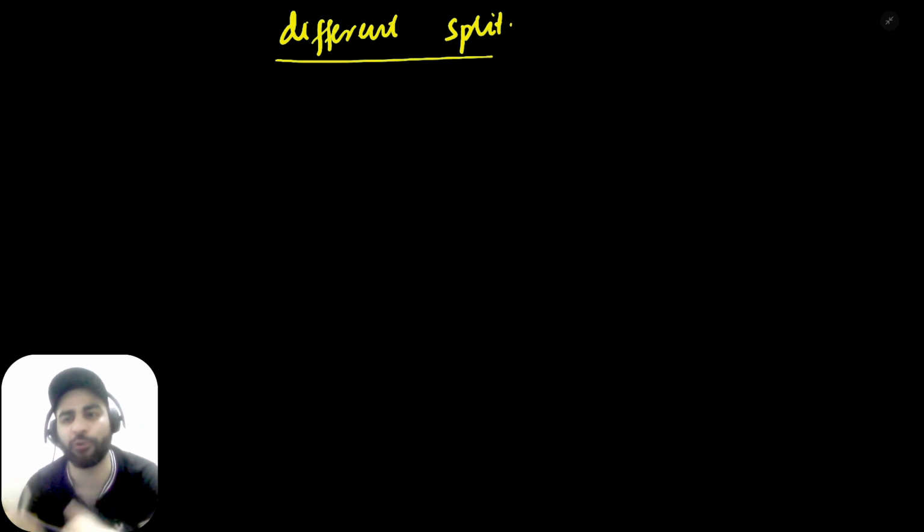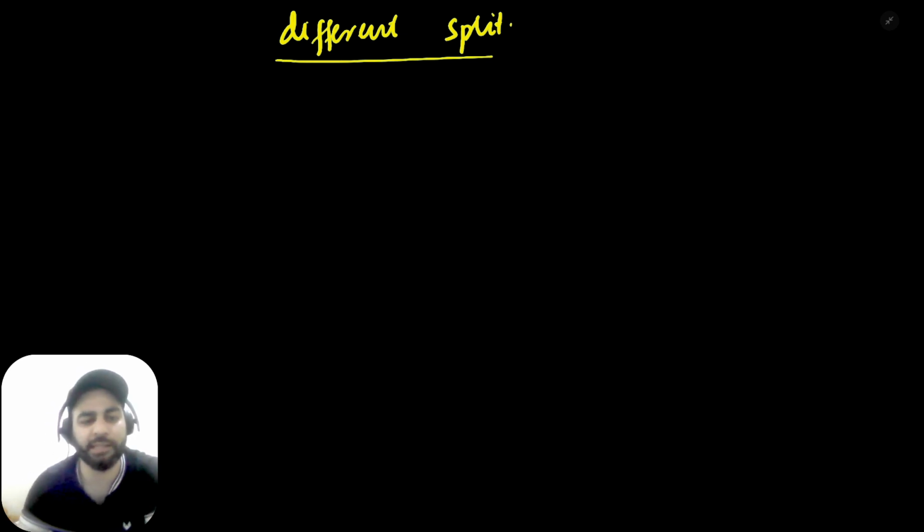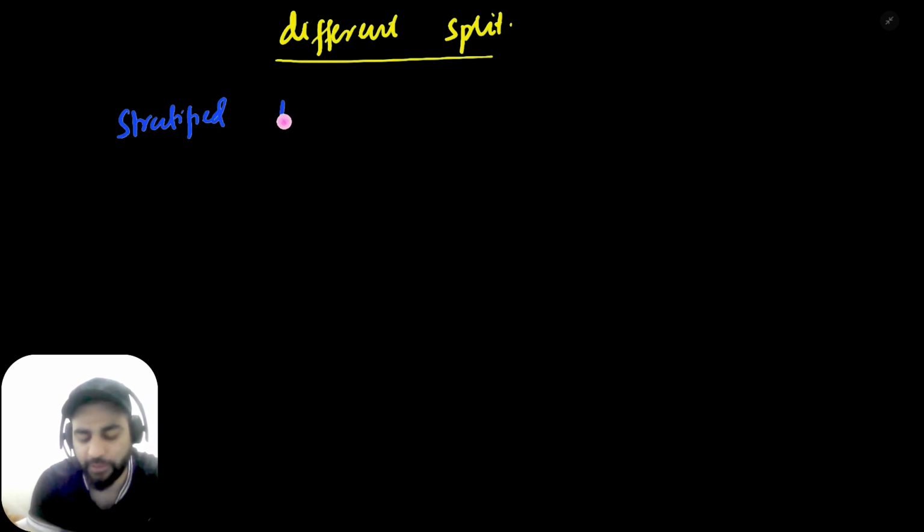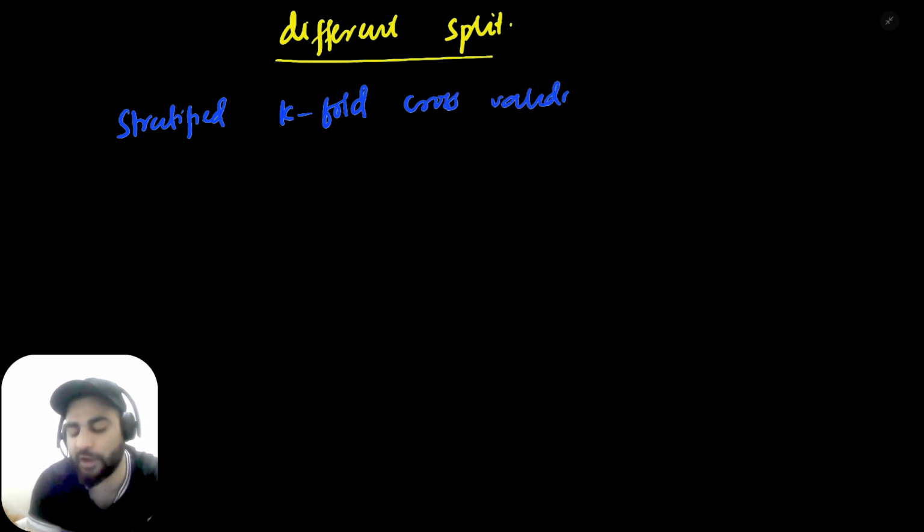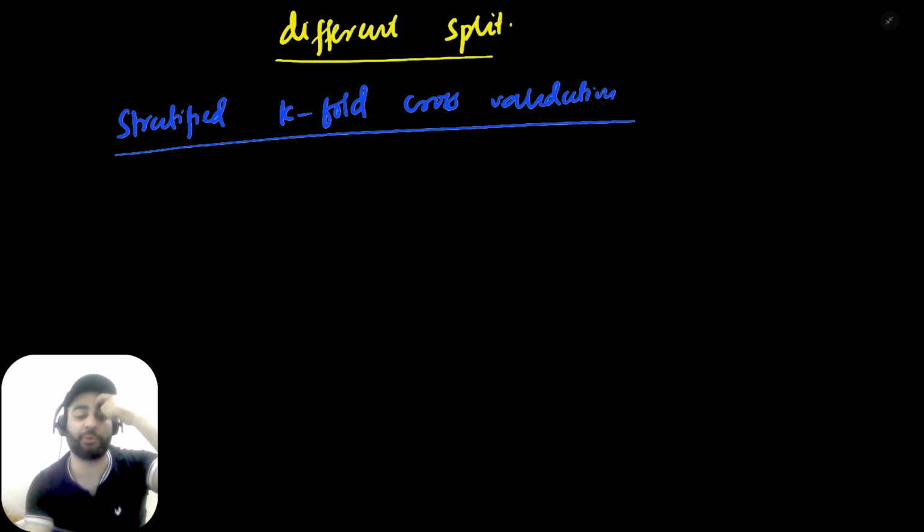Then we saw k-fold cross validation. There is something called stratified k-fold cross validation. The first thing is, why is it required? It actually solves the problem when we have a really small number of data points.